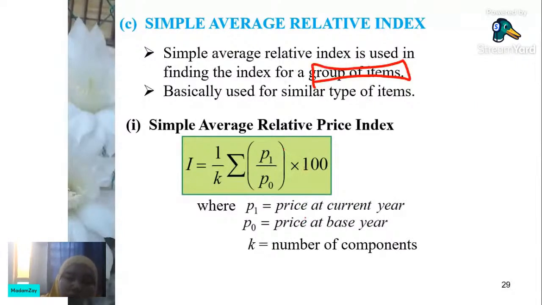So what is the formula? For price, the index I equals 1 over K multiplied by the summation of P1 over P naught. So we have the ratio for each item multiplied by 100 and then total up. Price, the ratio between each item, and then we total up the summation and multiply by 1 over K. K is the number of components or items.